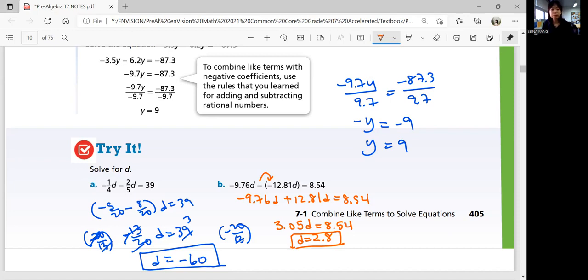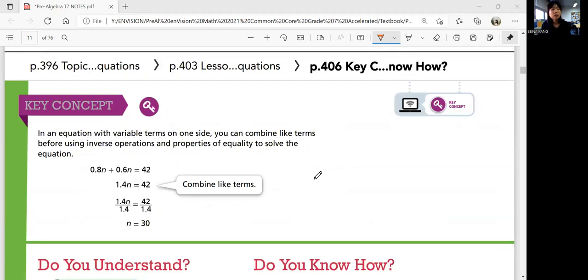Okay, did you get them right? If so, good job. Let's summarize our lesson. So we learned how to solve equations. In an equation with variable terms on one side, you can combine like terms before using the inverse operations and properties of equality to solve the equation. So if you see like terms, combine the like terms first so that it's easier later. Okay, and if you have a negative coefficient, don't forget to divide or multiply the negative coefficient on both sides.